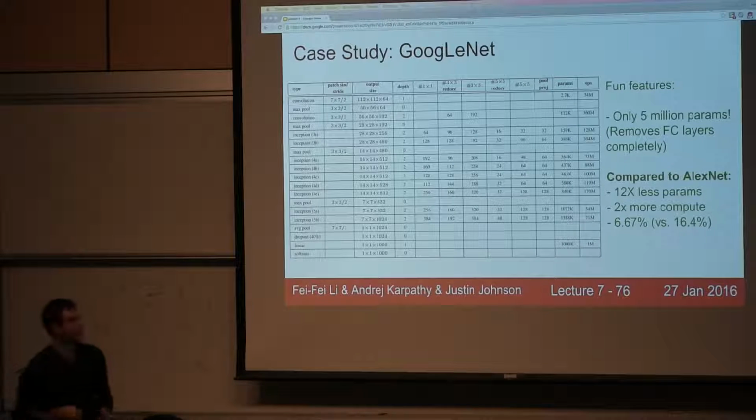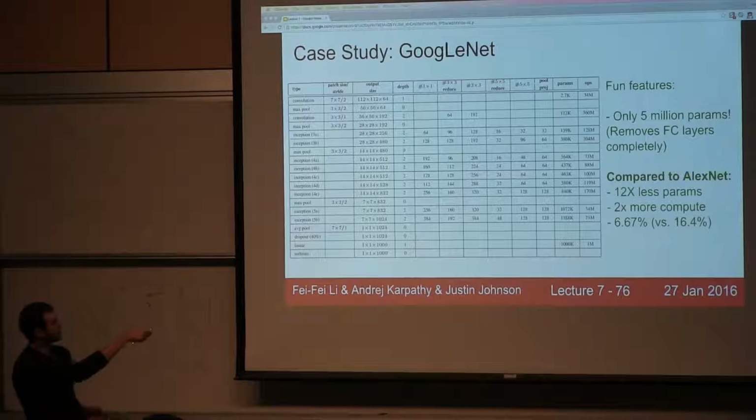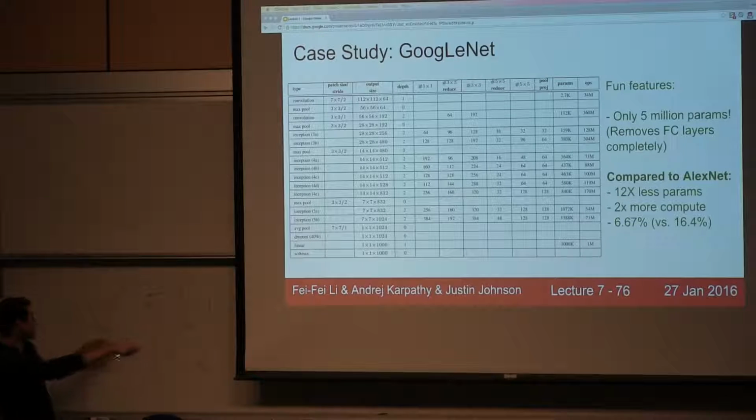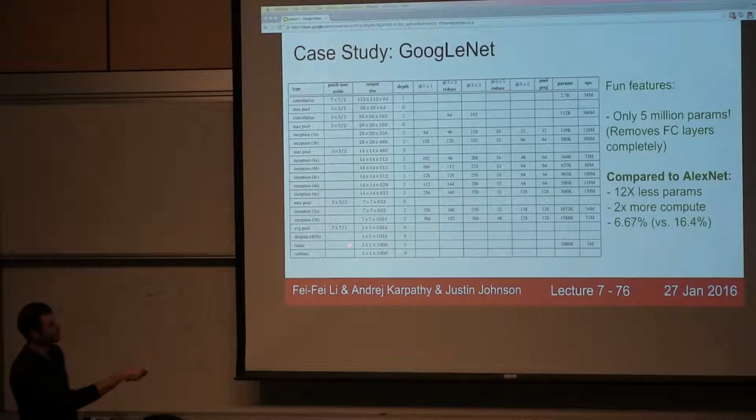What I'd like to point out, though, is you'll see here at the very end, you still have this volume of 7 by 7 by 124 in their case instead of 512. And then instead of doing fully connected layers, they do an average pool here. And so they reduce 7 by 7 by 124 to just 1 by 1 by 124. And so they save a huge amount of parameters there.